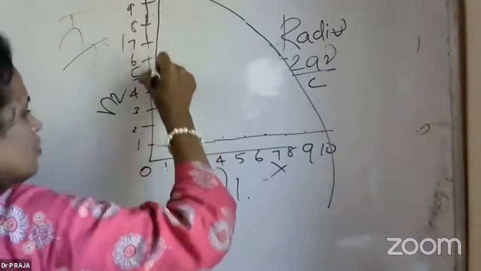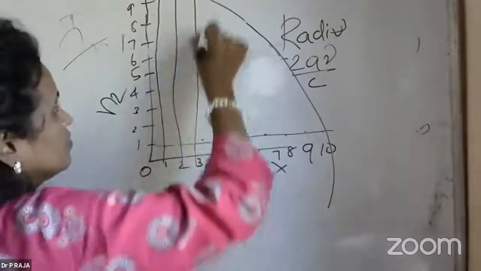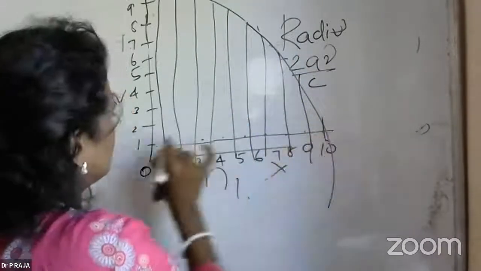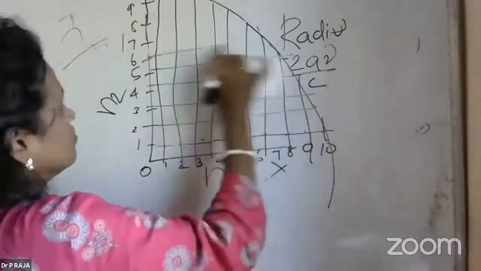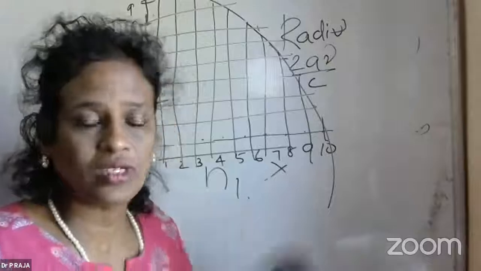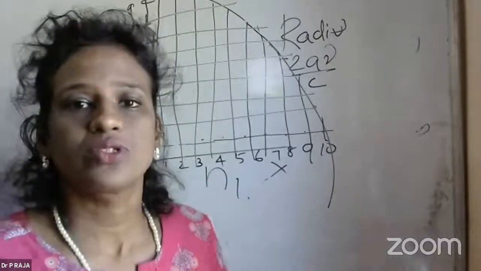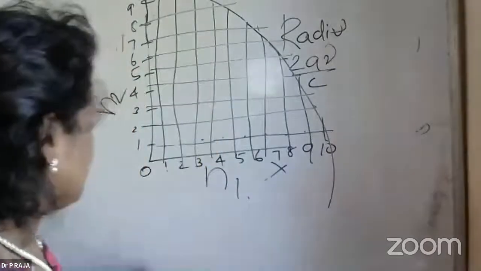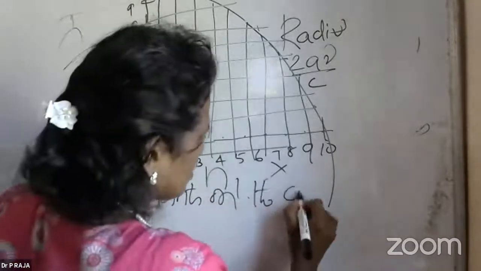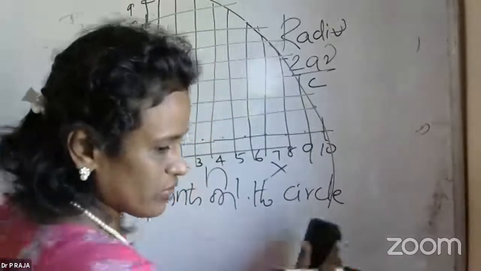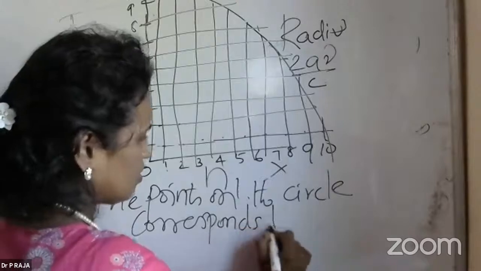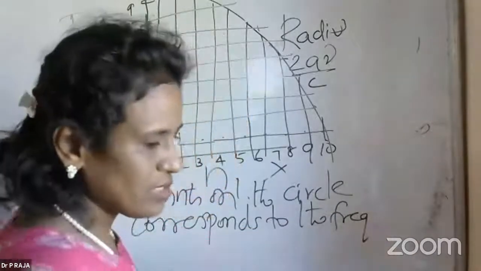Okay, so if you draw the quadrants, now the points on this circle, what does this represent? The points on the circle correspond to the frequency nu. Each point, the points on the circle, corresponds to the frequency nu.